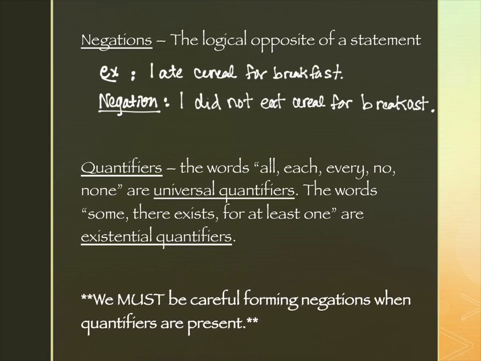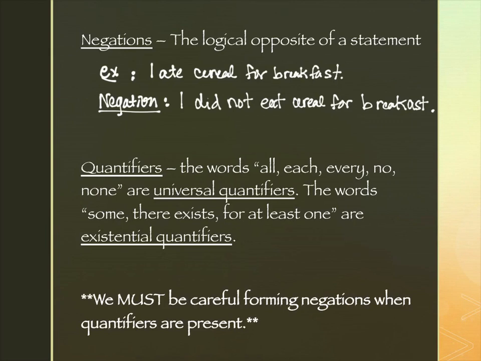Quantifiers are words like all, each, every, no, none. That category of quantifiers are called universal. They apply to everything, right? If I say "all my students are boys," then it means not a single one of you can be girls and make that work, right? Not a single one. So those are universal quantifiers.